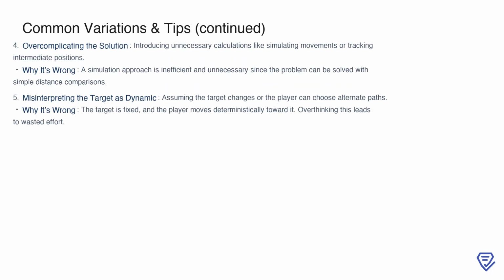Now, let's address a couple of additional misconceptions. Overcomplicating the solution is a trap many fall into. Some try to simulate the movements of the player and ghost step by step or track intermediate positions, but this is unnecessary. The problem can be solved with simple distance comparisons, making simulation approaches inefficient. Another mistake is misinterpreting the target as dynamic or assuming the player can choose alternate routes. The target is fixed, and the player moves directly toward it, so overthinking this aspect adds needless complexity. Remember, simplifying your approach and sticking to the problem's constraints is key to an efficient and effective solution.